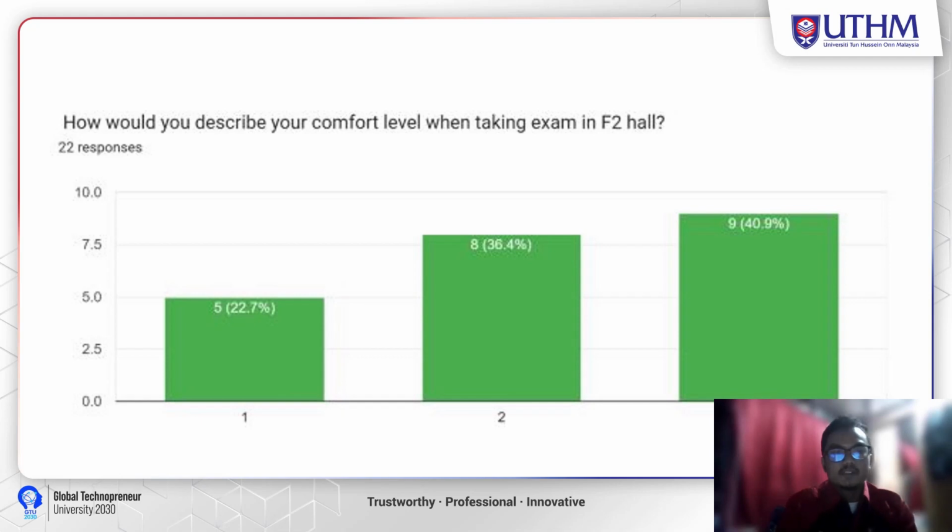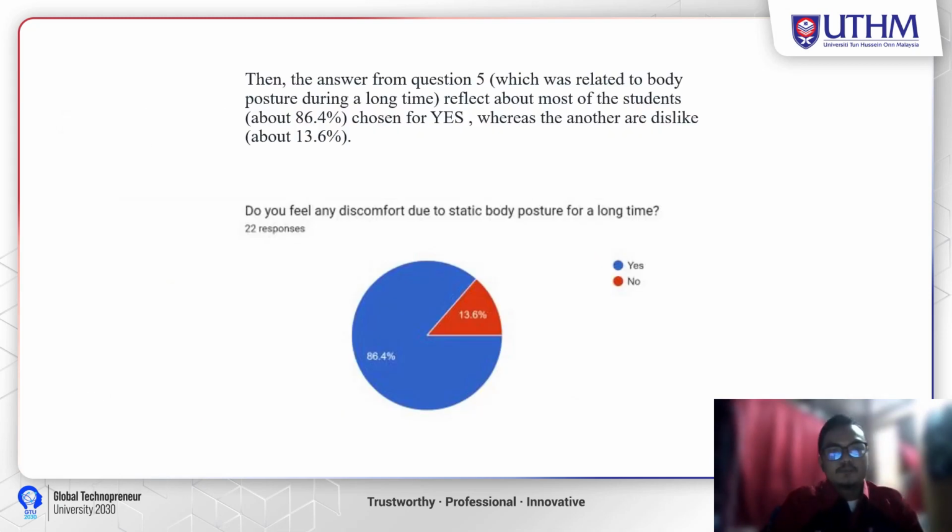This is the respondent data that we took from the students at UTHM. First, we get 22.7% for number one, 36.4% for number two, and 40.9% for number three. As you can see, the answer from question 5, which was related to body posture during a long time, reflects that most of the students, about 86.4%, chose yes, whereas the others, about 13.6%, chose no. This is our chart: 13.6% choosing no, and 86.4% choosing yes.